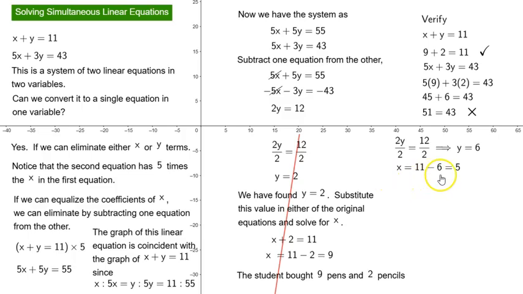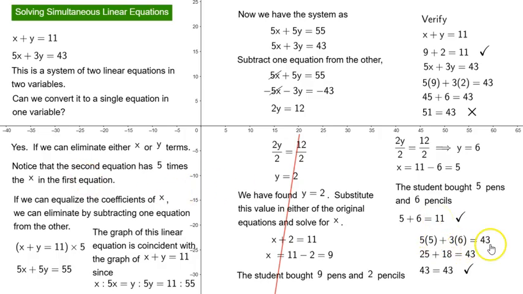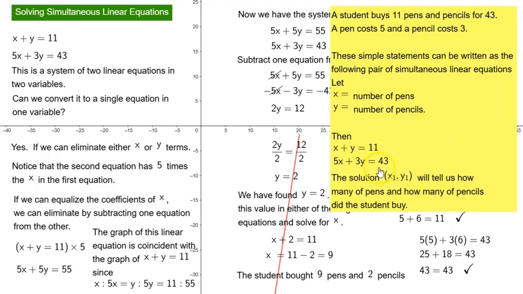So x is equal to 11 minus 6, which is equal to 5. So the student bought 5 pens and 6 pencils. Now let's verify it again. 5 plus 6 equal to 11. It satisfies the first equation. 5 times 5 plus 3 times 6 equal to 43, which is 25 plus 18 equal to 43, which is 43 equal to 43. So that means our solution is correct. So we have solved the problem that we started off with.